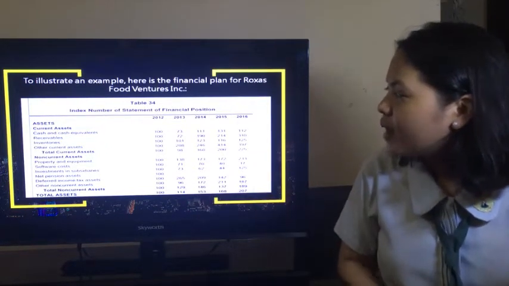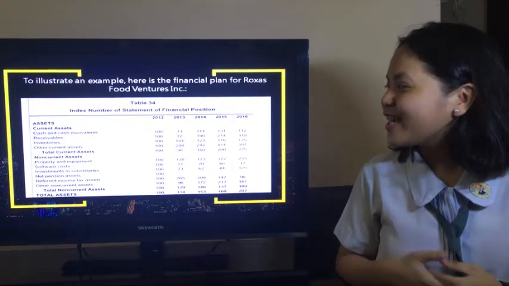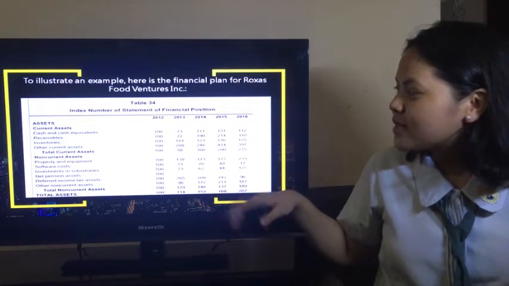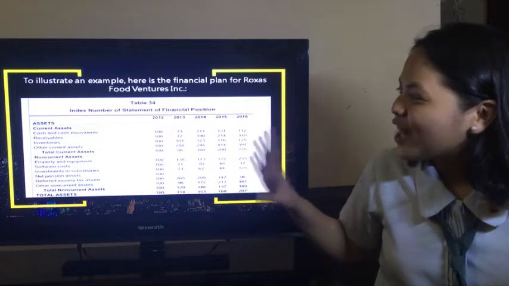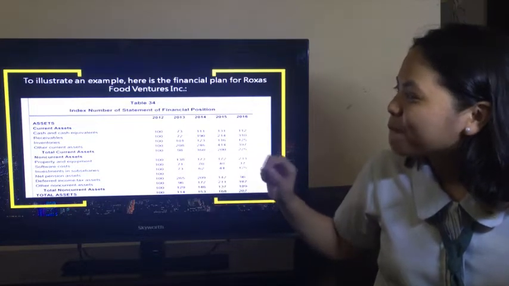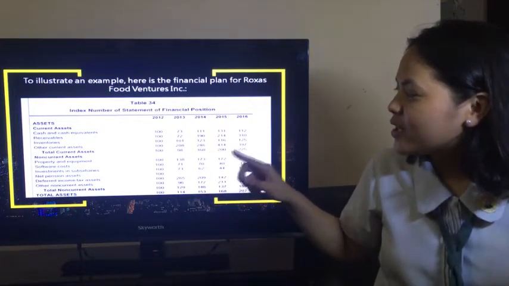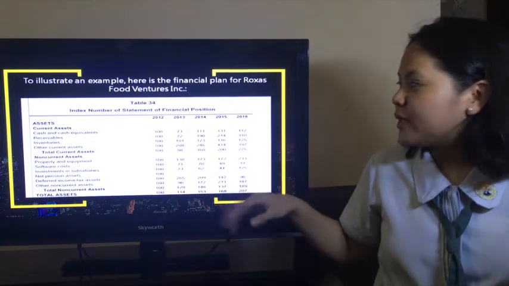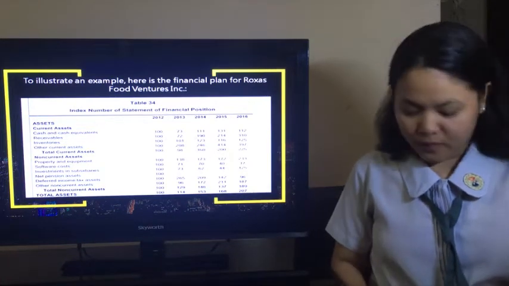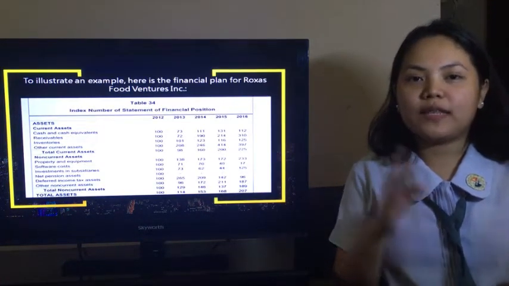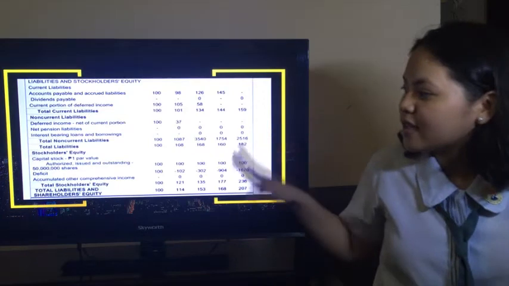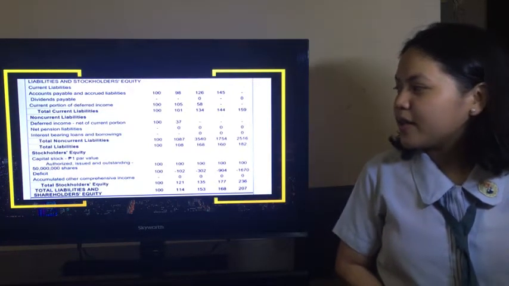And then, to get the index number for the year 2013, let's say for cash and cash equivalents, the amount of the cash and cash equivalents on 2013 should be divided by the amount of the cash and cash equivalents on the year 2012, and the answer should be multiplied by 100 to get the index number for the year 2013. And the same goes with the other periods of time. And this is the rest of the index numbers of the statement.